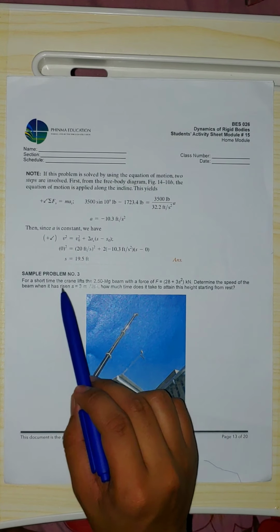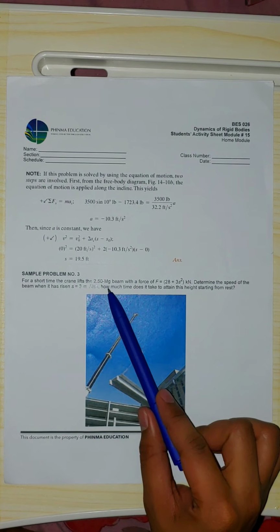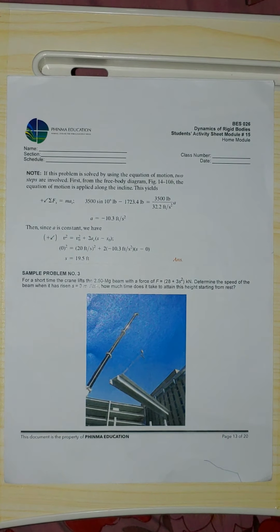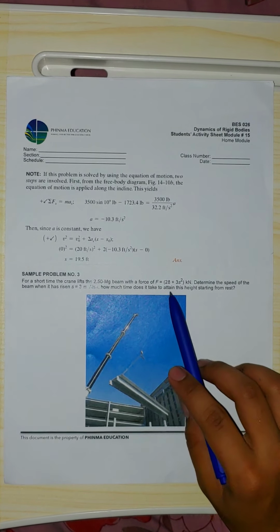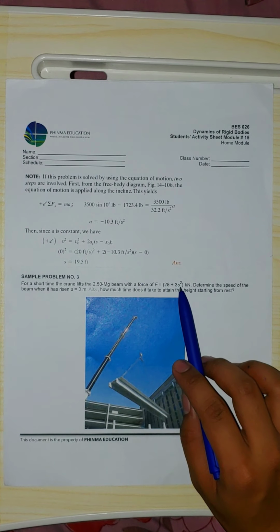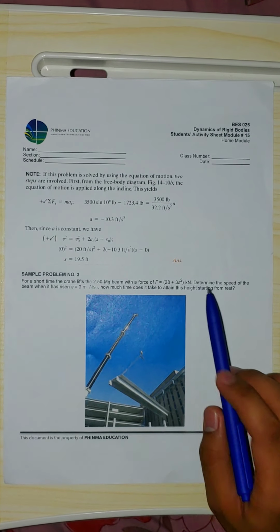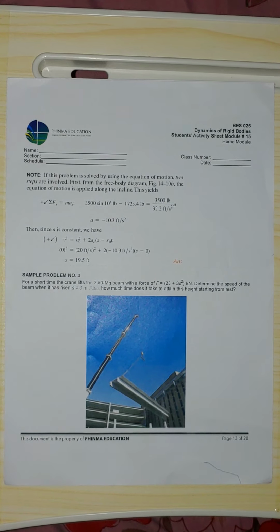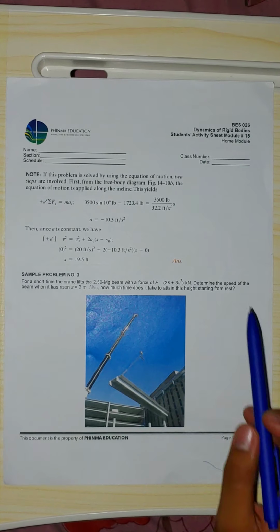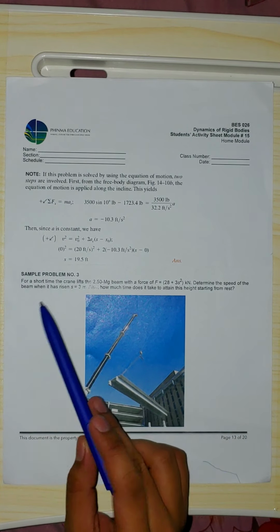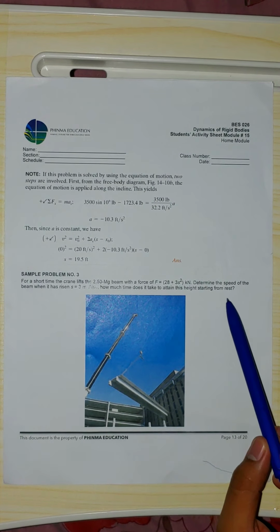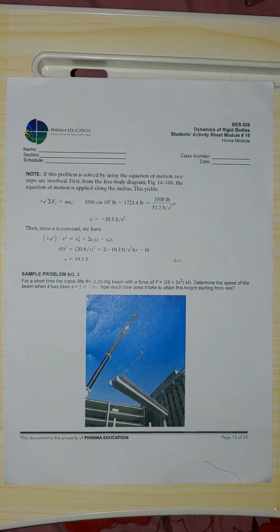So this is for a short time, the crane lifts the 2.5 Mg beam, so this is capital M and then small letter g. A capital letter M, that is not milligram, that is megagram, with a force of F equal to the quantity 28 plus 3s squared kilonewtons. So this is in SI units. In SI units, energy and work is in joules. And what else? Determine the speed of the beam when it has risen s equal to 3 meters, and also how much time it takes to attain this height starting from rest.